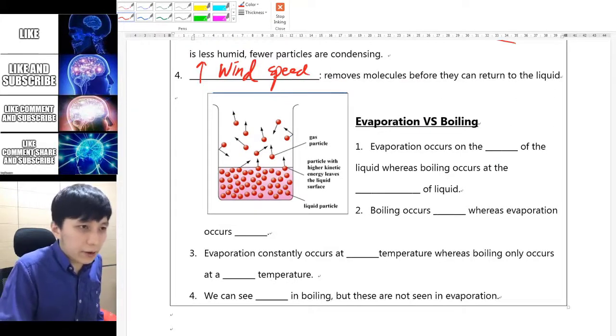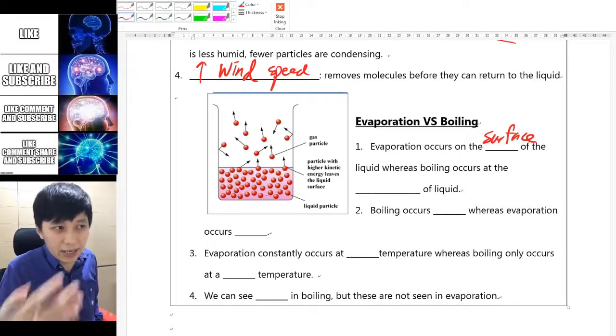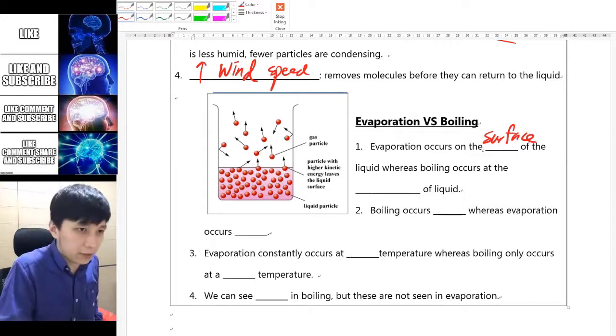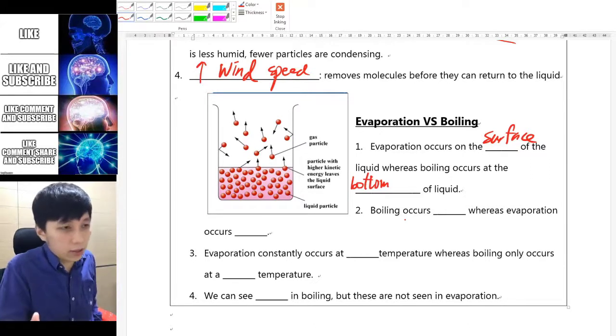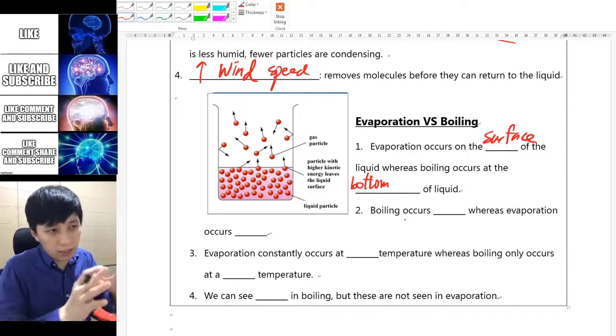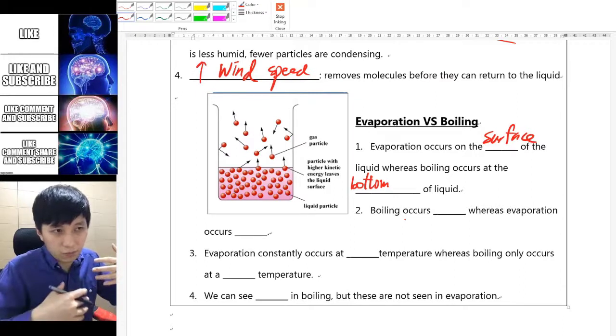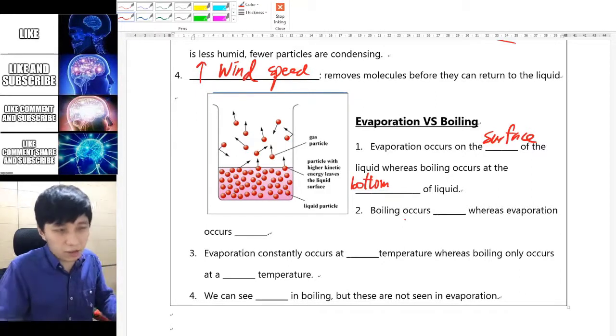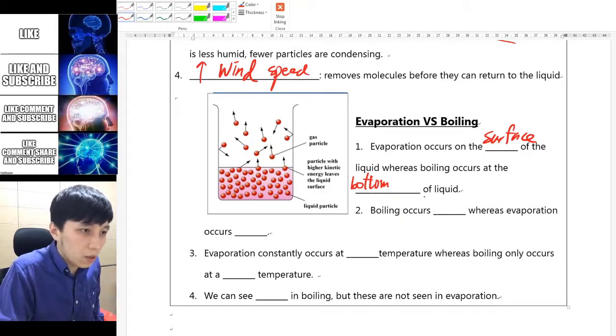Next is to make the comparison. Evaporation occurs on the surface, okay, because it has to escape. So again, it has to be at the surface of the liquid, while boiling, usually if you heat it up, you heat up at the bottom, right? So therefore, we should put down bottom. In fact, it could be anywhere, as long as throughout the beaker it is reaching the boiling point, 100 degrees Celsius, then it will be fine.